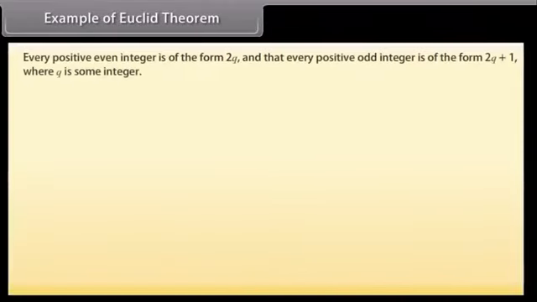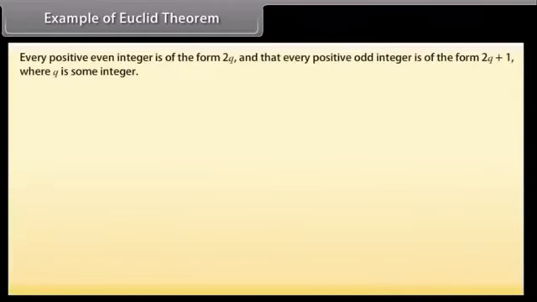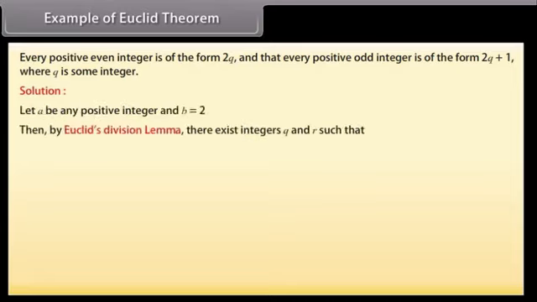Example of Euclid theorem. Let us now prove that every positive even integer is of the form 2q, and that every positive odd integer is of the form 2q + 1, where q is some integer. Solution. Let a be any positive integer and b = 2. Then by Euclid's division lemma, there exist integers q and r such that a = 2q + r, where 0 ≤ r < 2.